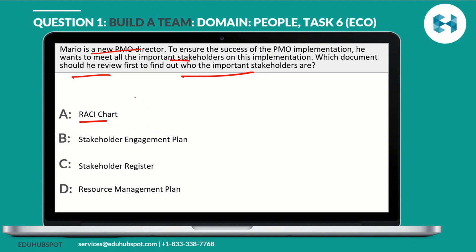So first is RACI chart. What is RACI? We just did responsible, accountable, consult, inform. On the top, you have all the different titles, PM, sponsor and stuff. Will that tell you who the important stakeholders are? Not really. It's just giving you the title. It's not giving you individual people's names. So I would not prefer that as my first choice.